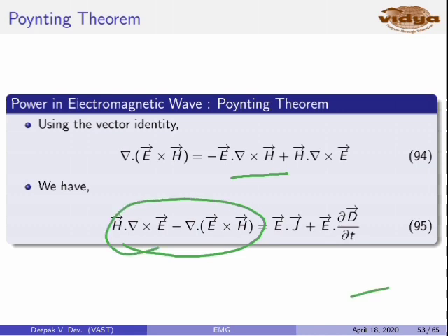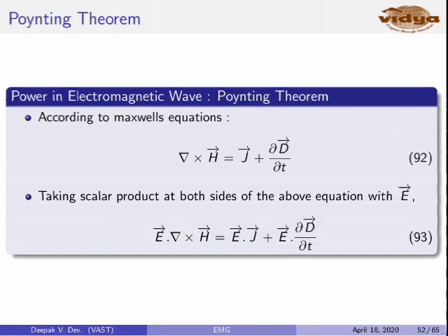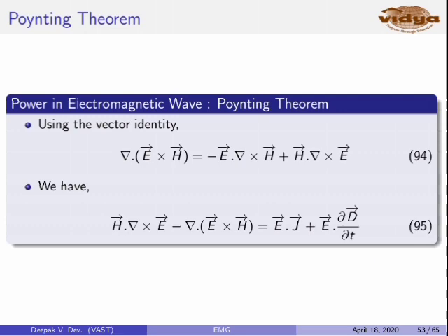We are just substituting for this term using our vector identity that is described by equation 94. So we will get equation 95. So from equation 93, using the vector identity in 94, we will get equation 95. So you have to remember this vector identity that is shown by equation 94.